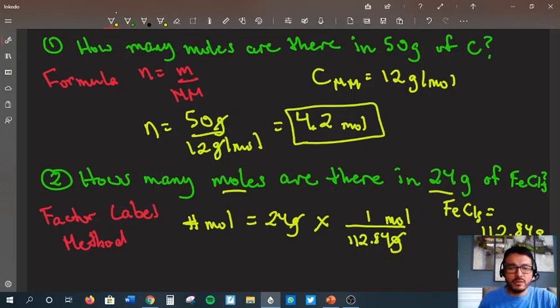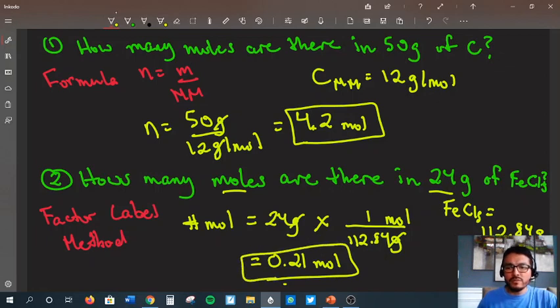we want. Turns out we're taking the mass and dividing by the molar mass, which if you look at the formula, is exactly what you have to do. If you do that, your answer is going to be rounded to the nearest hundredth in this case. Again, we're going to go over significant figures. It's 0.21 moles. So that is your answer. 24 grams of iron 3 chloride converts to 0.21 moles.